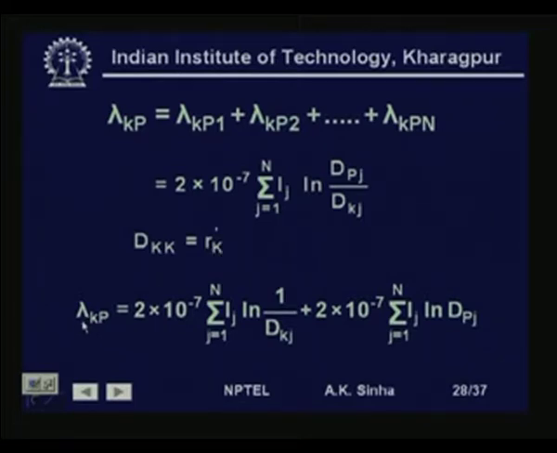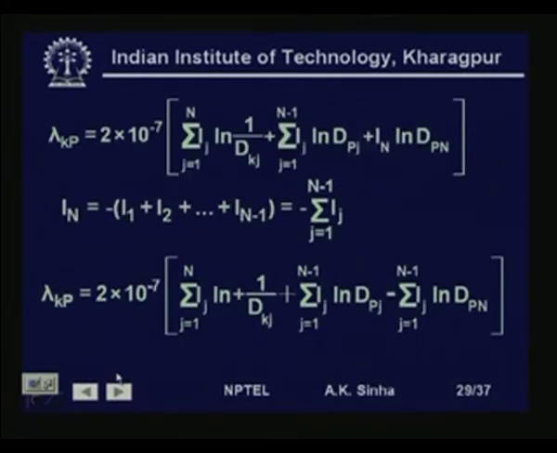Therefore, the flux linkage of conductor K up to point P can be written as 2 into 10 to the power minus 7 sigma I j ln (1 by d k j) plus 2 into 10 to the power minus 7 sigma j equal to 1 to n I j ln d p j. That is, what we have done is this term we have separated into two parts as two summations. One is I j ln (1 by d k j) plus I j ln d p j. We will see why we do this.